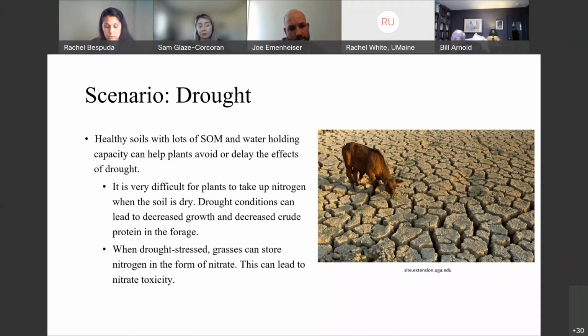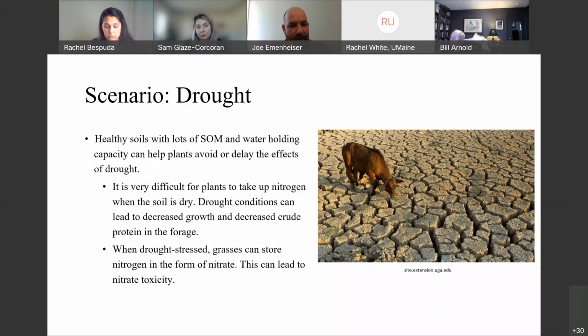When plants get stressed out, especially grasses and a few other things like spinach can do this, they really need that water to be able to take that nitrogen and turn it into things like protein once it actually gets into the plant. So if the grass can't do that, it ends up storing nitrogen in the form of nitrate, which can lead to nitrate toxicity in animals. And Joe, can you talk a little bit about what happens with nitrate toxicity?